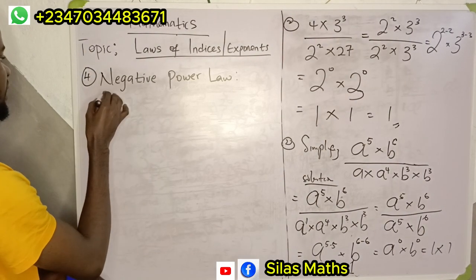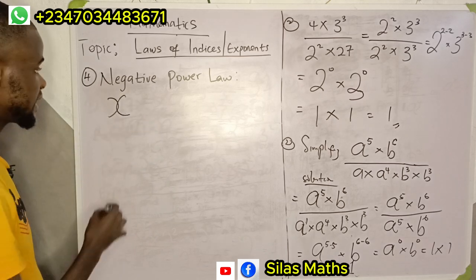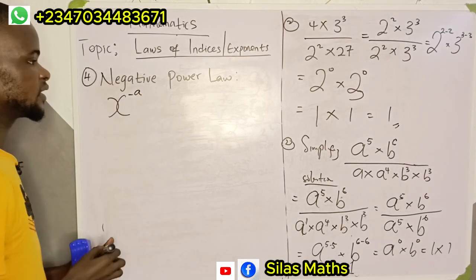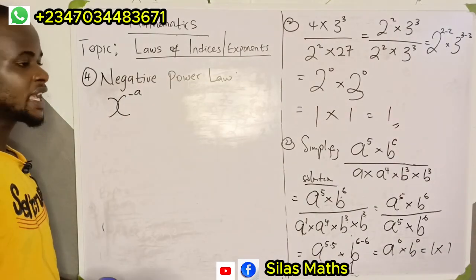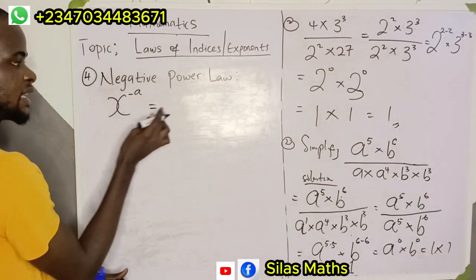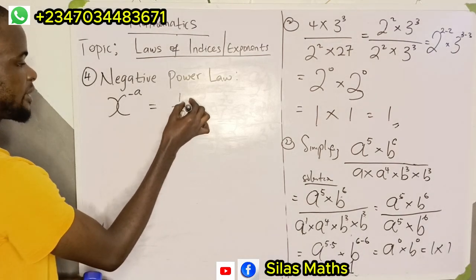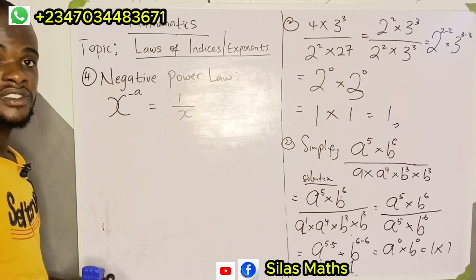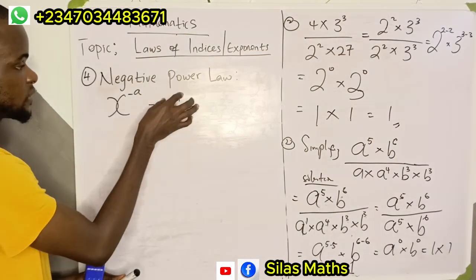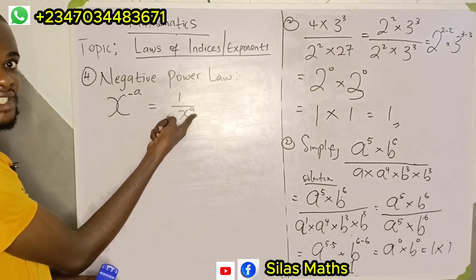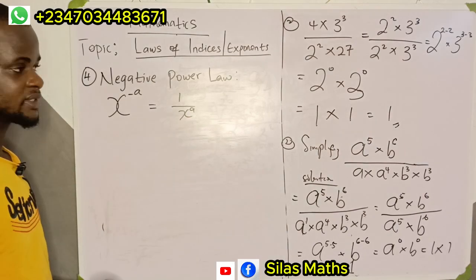For example, let's say we have x, let me use x this time around, x to the power of minus a. Look at the negative: the power is negative. So how do I remove this negative? I'm going to take the reciprocal of x, that is 1 over x, and the power a remains. So that is 1 over x raised to a positive power. Is that okay?